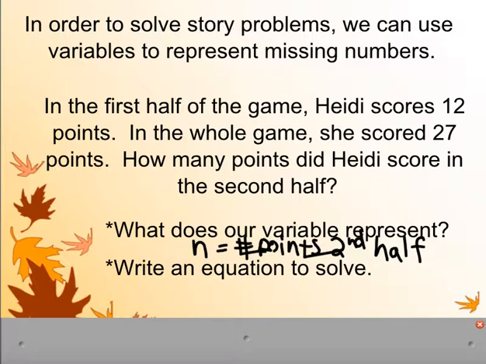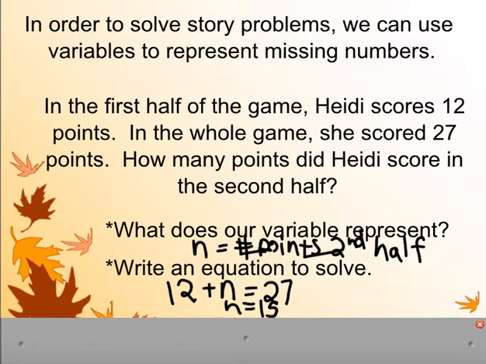One way that I like to think about it, we have 27 total points. Those 27 total points came from both the first half and the second half. Well, the first half, I know that she scored 12 points. But for the second half, I don't know. So I use my variable to represent what I don't know. And then we can solve this using logic, saying this is an addend plus an addend to get our sum. So 12 plus something has to equal 27. So our n would have to be 15.